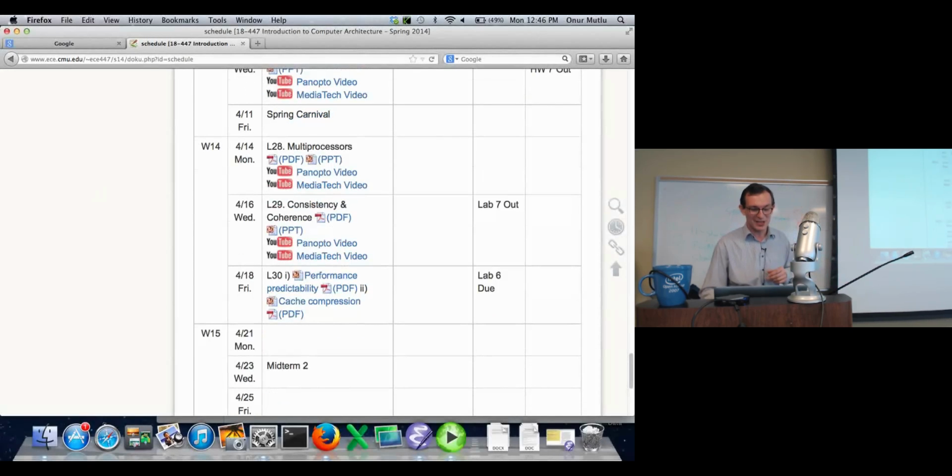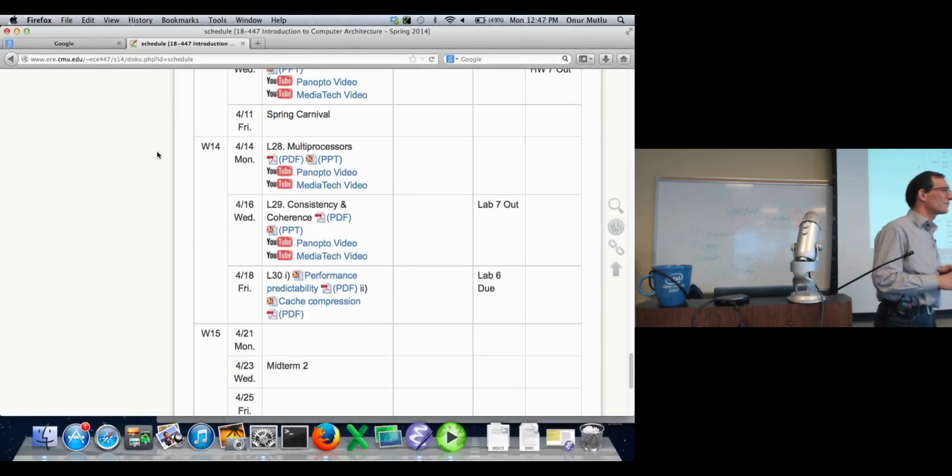So we've covered why to do multiprocessing, and then we've covered how to do multiprocessing. We've discussed, for example, tightly coupled versus loosely coupled multiprocessors. And you remember what's the key distinction between them, right?